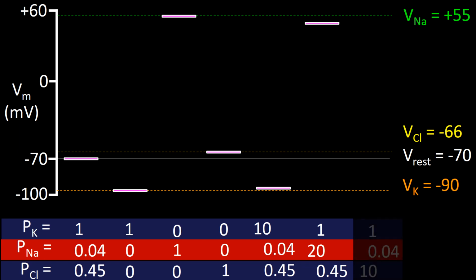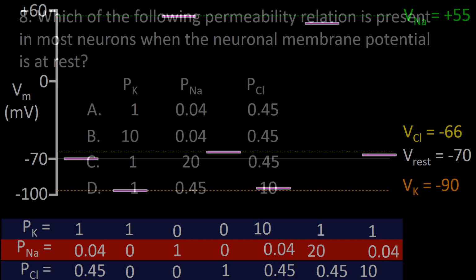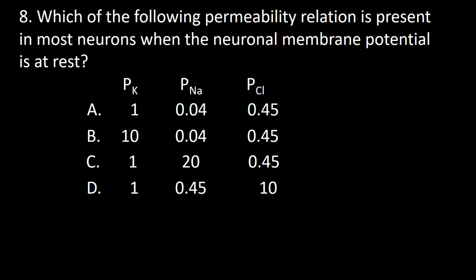If the proportion of channels open is 1 for potassium, 0.04 for sodium, and 10 for chloride, then the membrane potential will be nearest to the chloride Nernst potential. So the answer to this question is A.